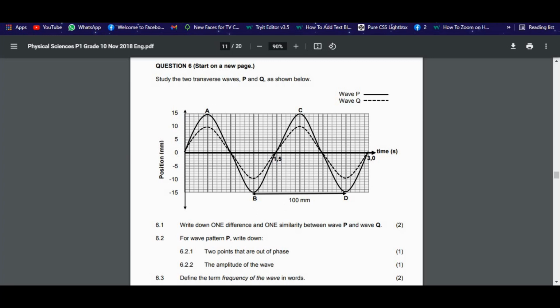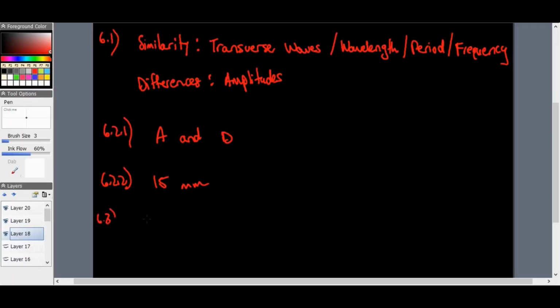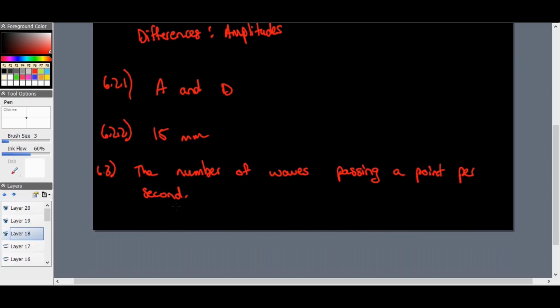Now they asked for 6.3, define the term frequency of waves in words. Well, 6.3, frequency is basically the number of waves, or wave pulses, but I'm going to say just waves passing a point per second. Alright, number of waves passing a point per second. Okay, period will be how many. Okay, speaking of that, I think they ask us to calculate the frequency.